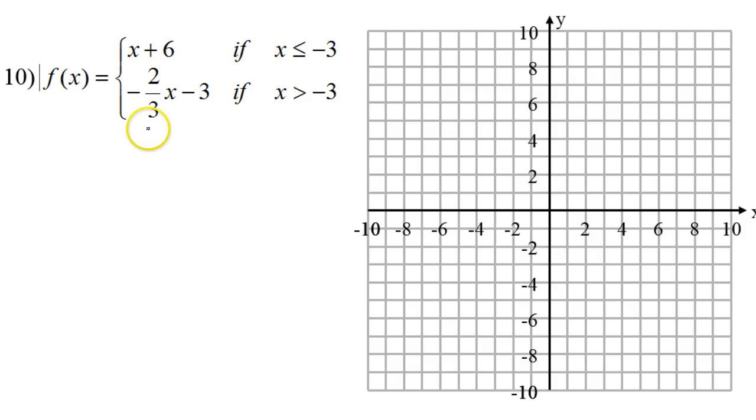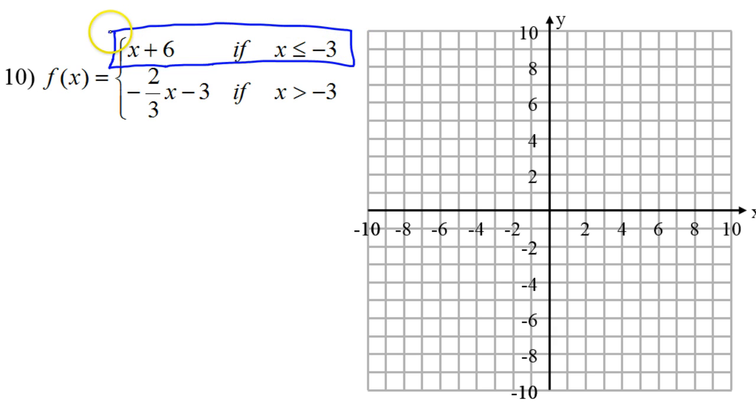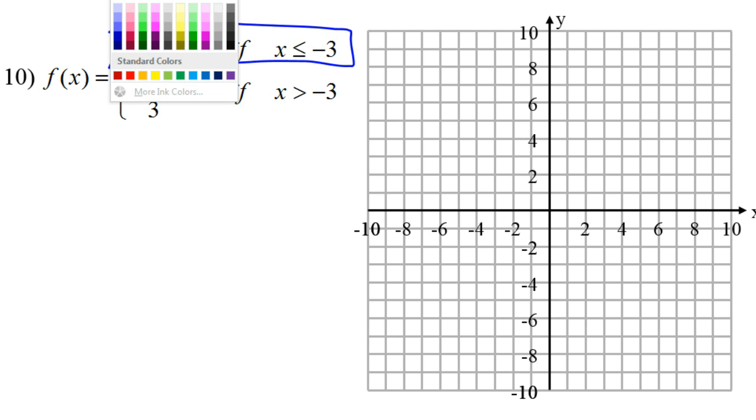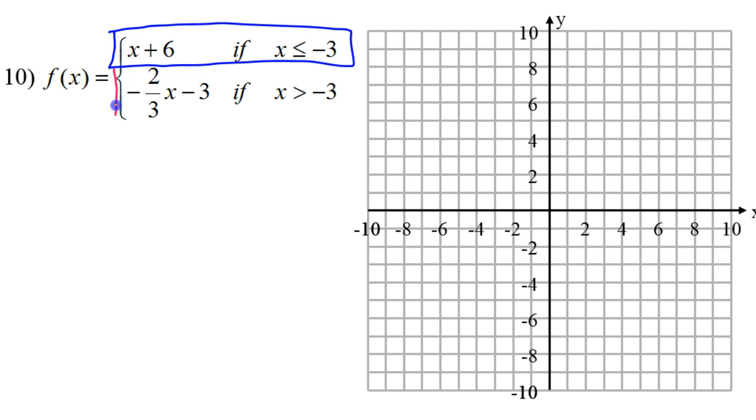In this video, we will be graphing this piecewise function. Okay, so let's do this. Let's graph the top part of this function in blue, and we will graph the bottom part of this function in pink, so you can follow exactly what I'm doing.